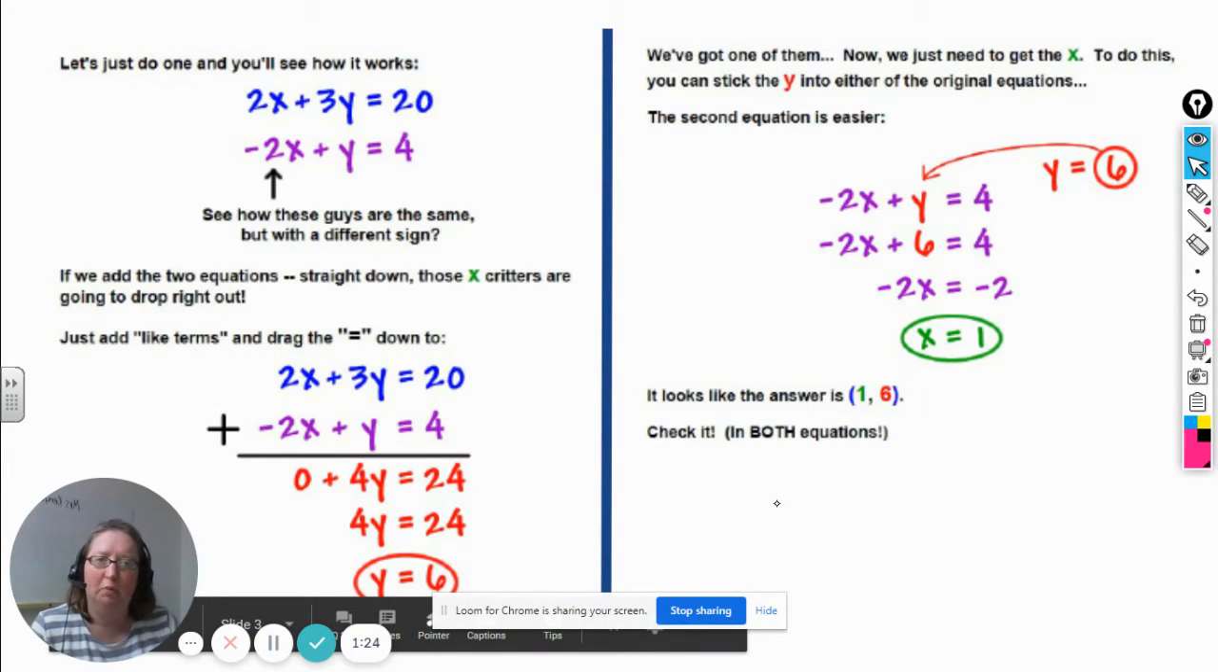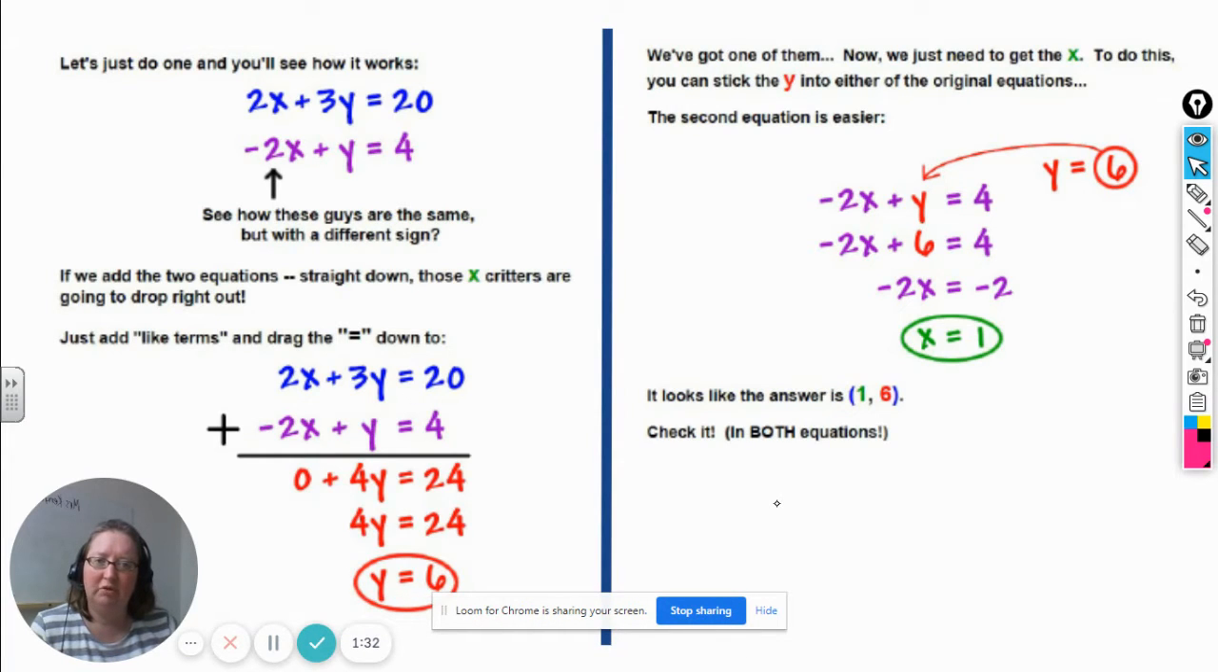So instead of y, we put what y was equal to that we found. And now we have a two-step equation where we can solve for x. So subtract 6 on both sides, and then divide by -2 on both sides. And so your solution is 1, 6.